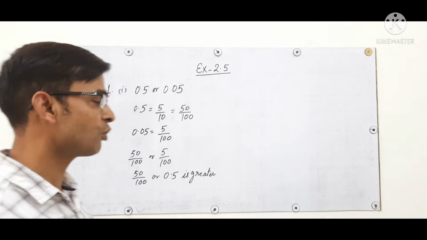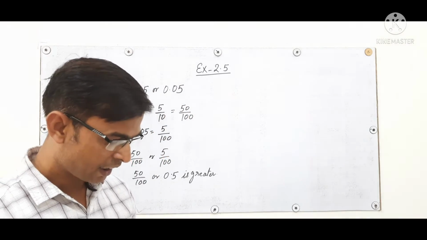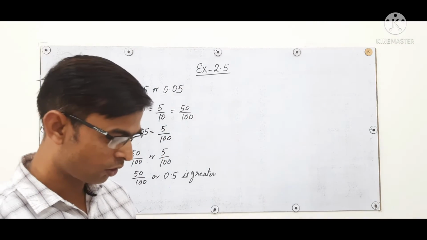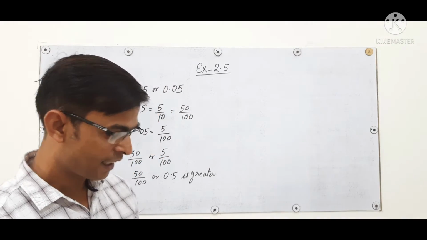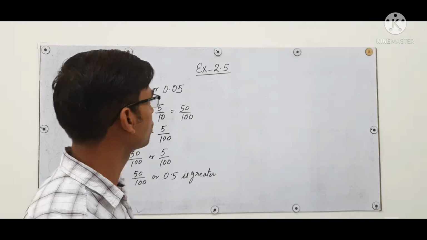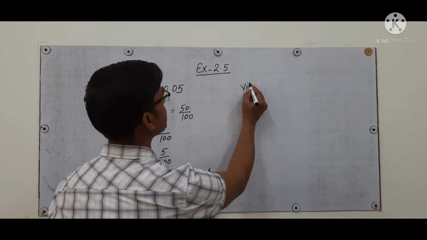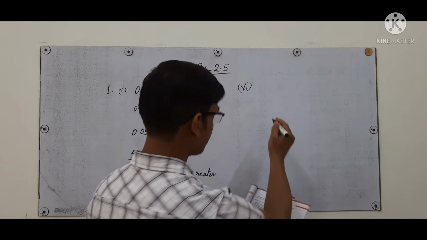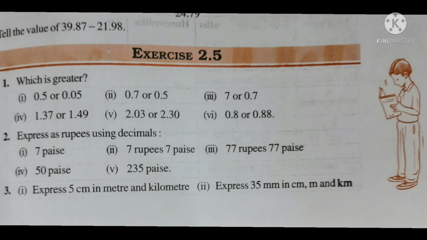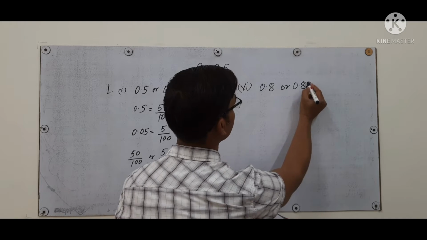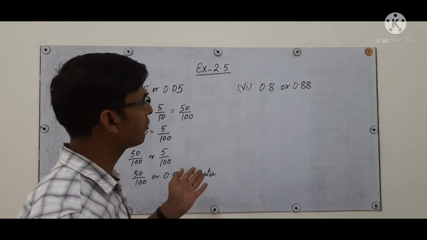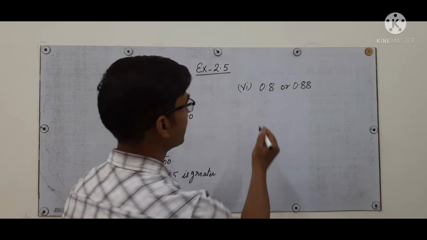Okay, so you can see from here these are very easy questions, and now we will proceed to solve question number 6, and the rest of the questions you will solve on your own. Okay, and question number 6 is given here as 0.8 or 0.88. So what we have to do, first of all we have to remove its decimal.